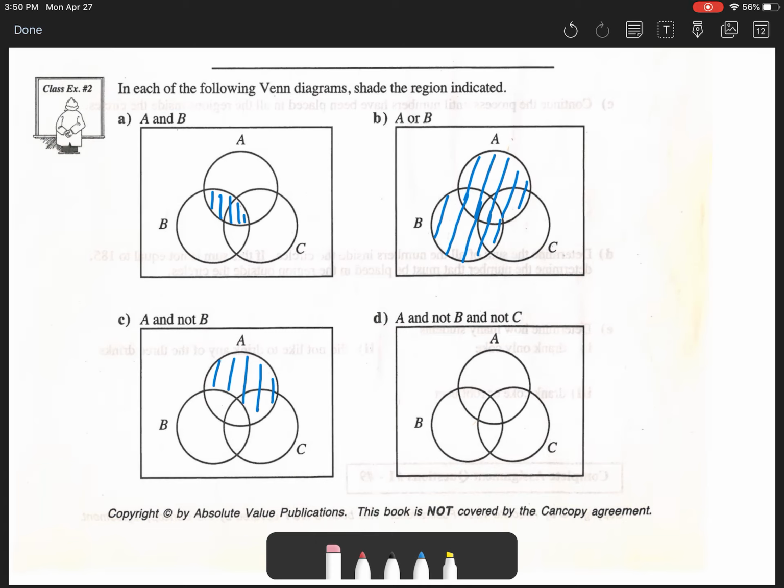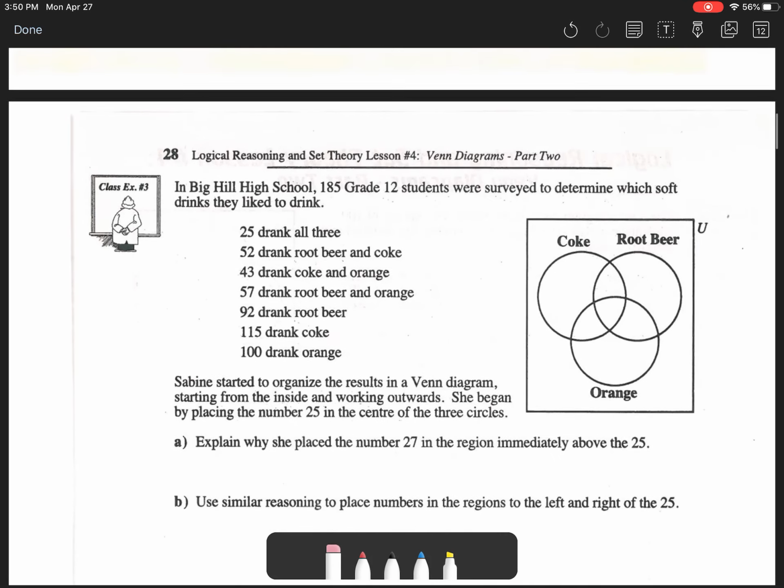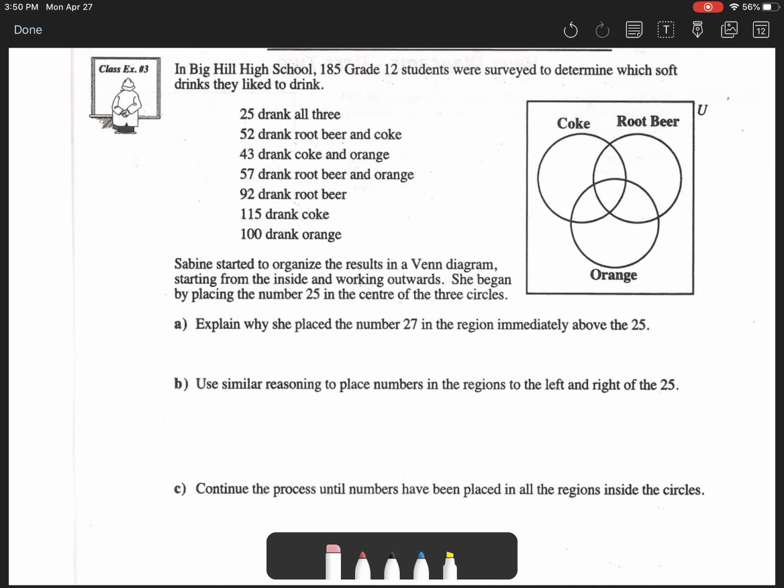Okay. A and not B. So I want A. So let's take a look at this. So here's A. I've shaded A, but I don't want B. So I don't want the part of that which is B. So right there. So there is A and not B. Similarly in D, I want A. So I start by shading A, but then it says and not B, and not C. So then I get rid of that. So there is A and not B and not C. Okay, so again, any questions, forward them to me and I can hopefully explain it to you maybe in a different way.